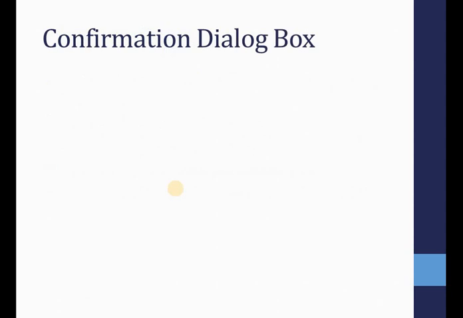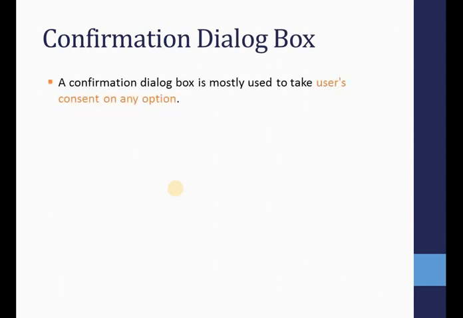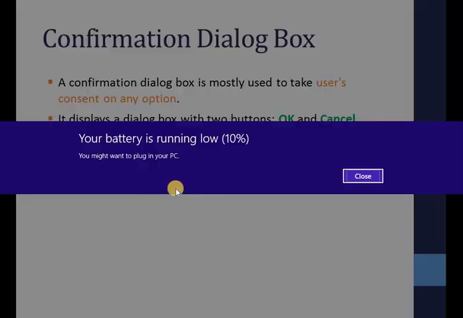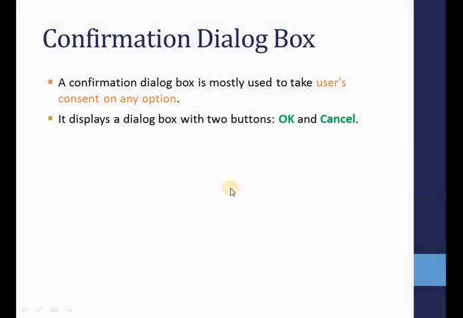After that, the next one is the confirmation dialog box. It is used to take the user's consent on any option, for example, whether he or she wants to continue or whether he or she is interested or not. It displays a dialog box with two buttons. The first one is OK and the second one is cancel. If the user is confirmed about it, then he would click the OK button, otherwise cancel.